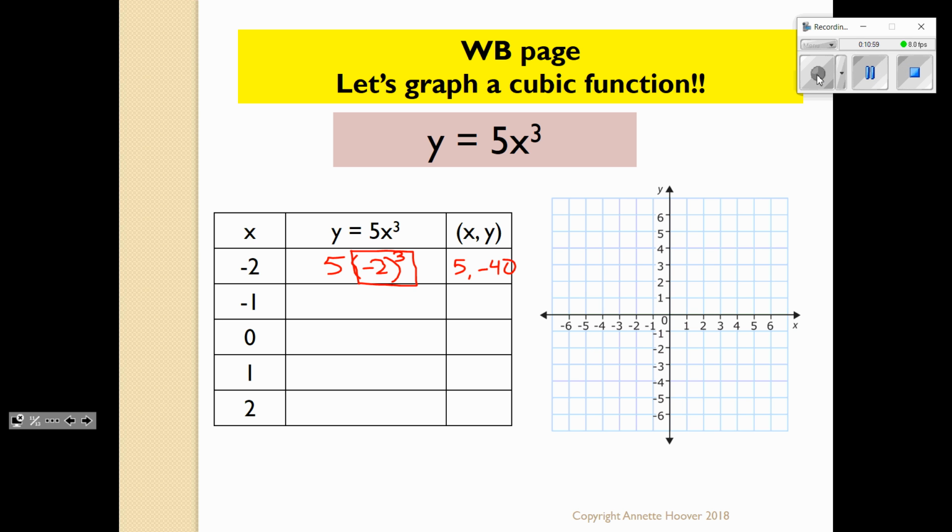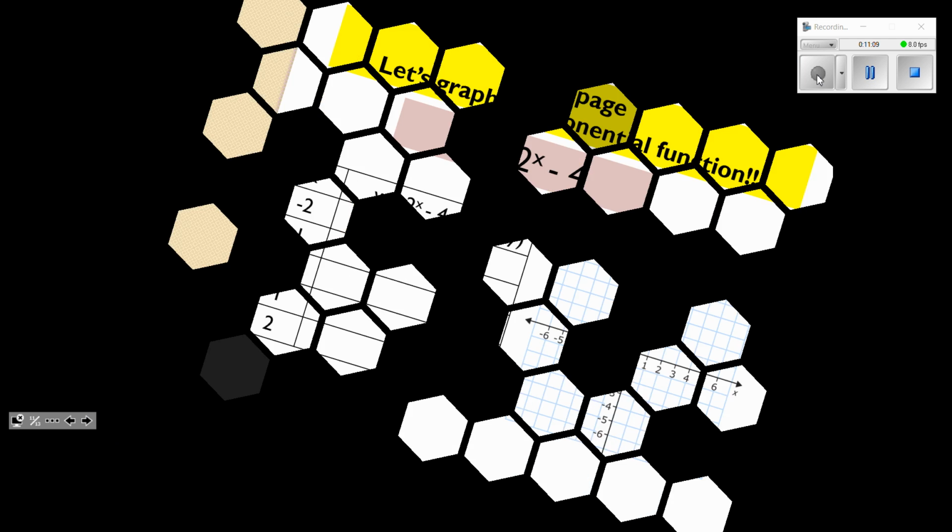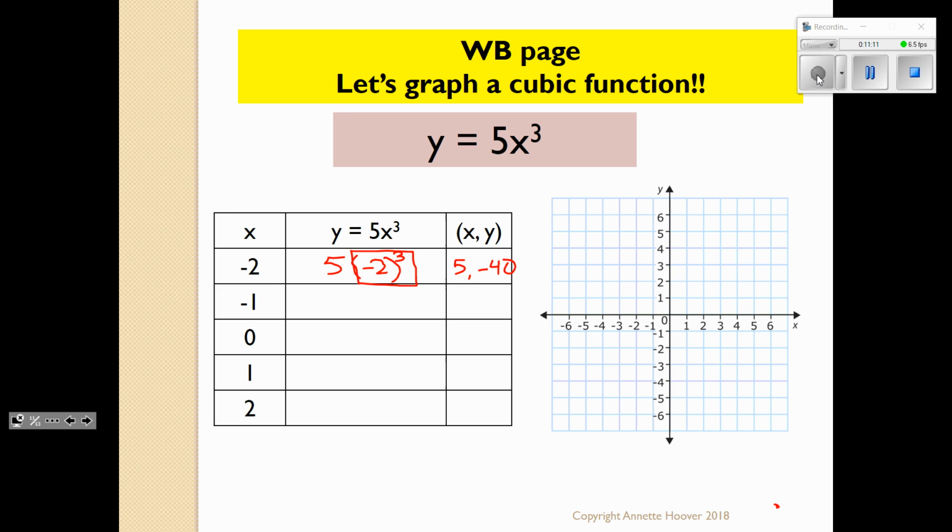Now obviously with -40 that's going to be really hard to graph. So we're going to go over to -2 and it's going to be somewhere way down here in our paper. Okay, let's plug in -1. Sorry about that. So let's do 5 times -1 cubed. We're going to do the cubed first, the exponent first, and -1 times -1 times -1 is -1.